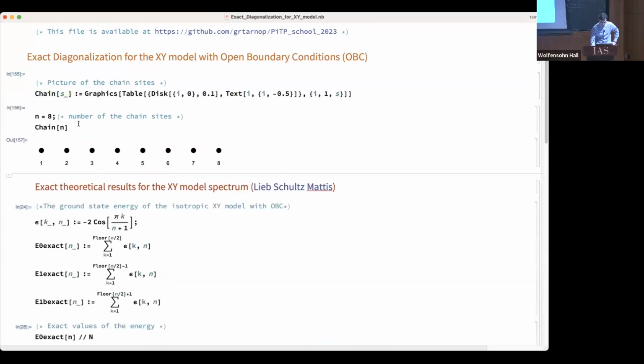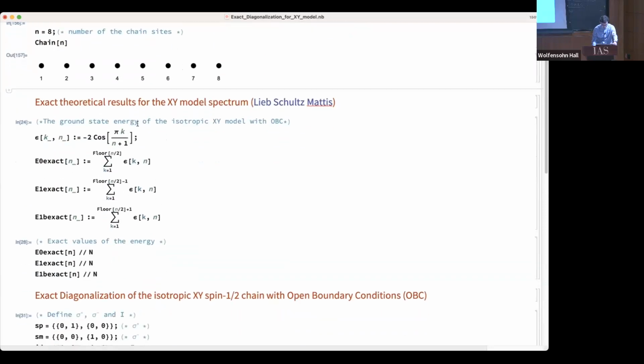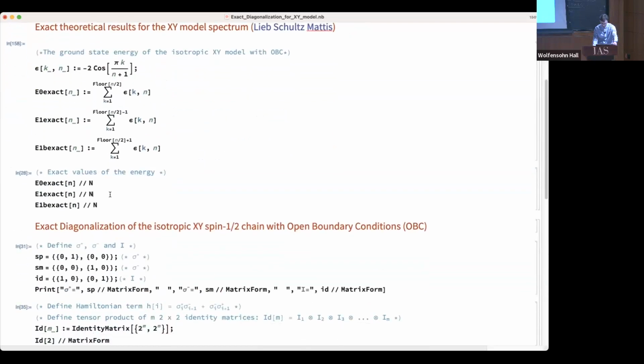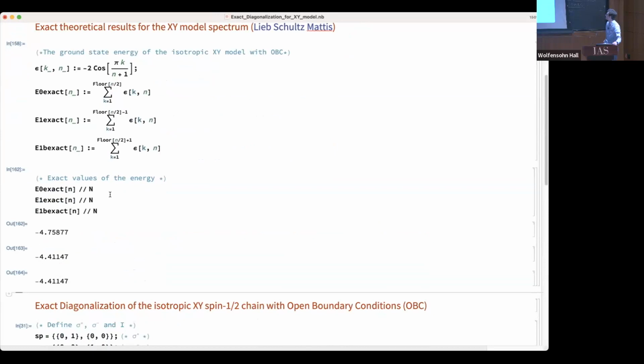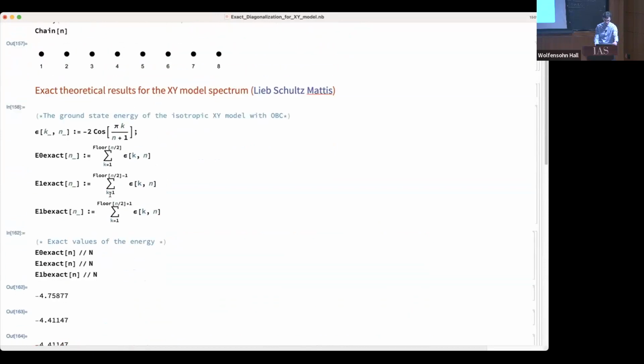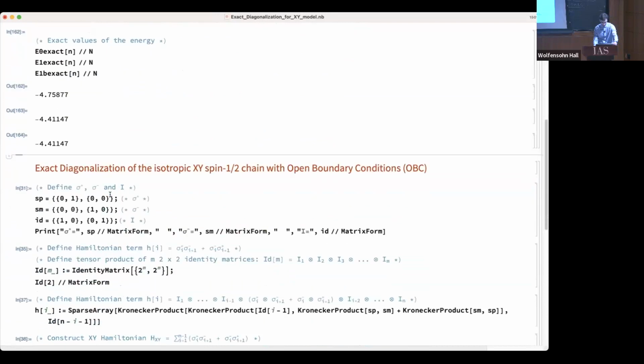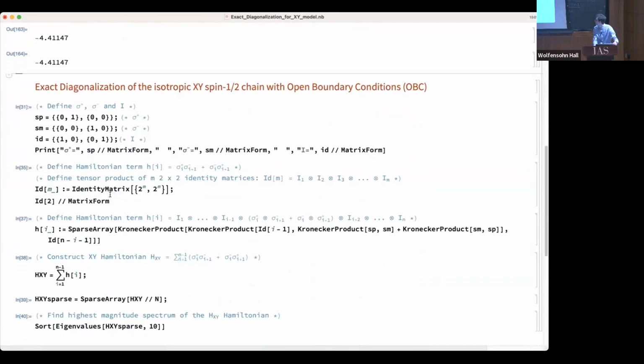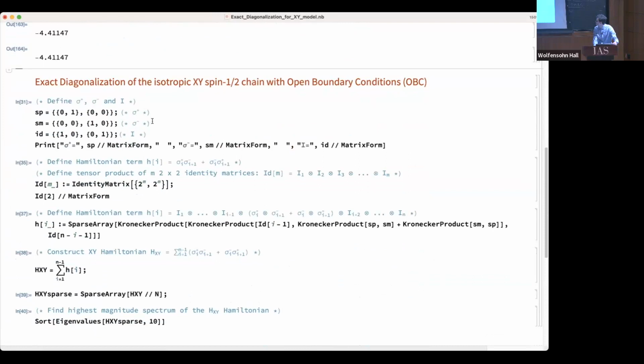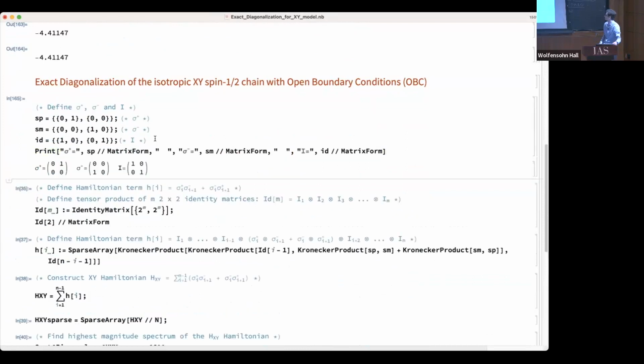There are some auxiliary functions which just draw a spin chain. Okay, let's check. So this is the exact solution. It's the single particle energies, epsilon kn, and then I can build the exact ground state or a few excited states. So there are these numbers, say for a spin chain of size 8. And this is exact diagonalization. So this file does exact diagonalization. To do this, you have to define spin plus, spin minus, identity. Let me print them, so these are the matrices.